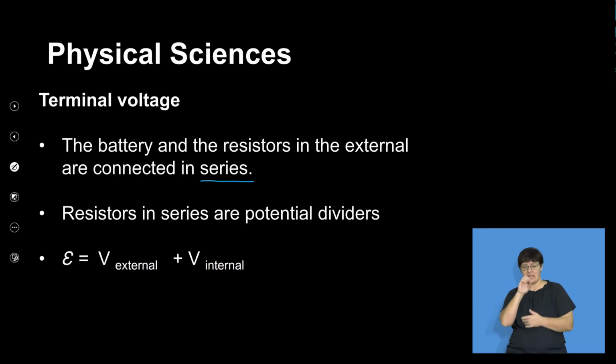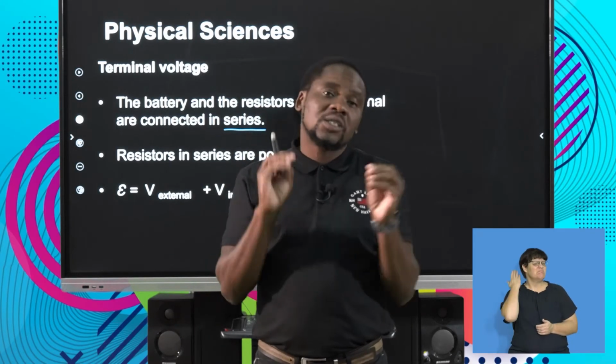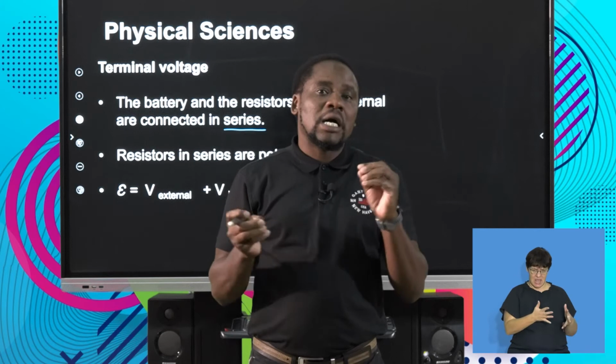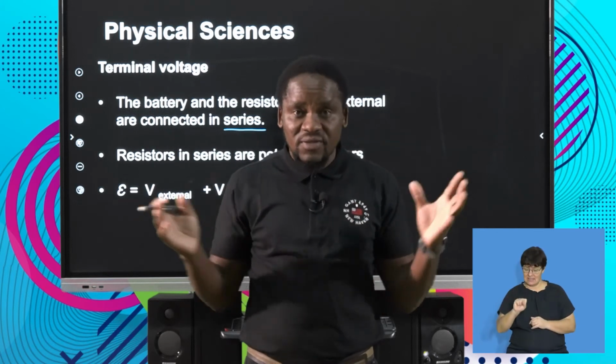So whatever current passes through the battery will pass through the light bulb in this case. So resistors in series are potential dividers. Now this takes us back to some of the stuff that we know. When we have two resistors connected in series, we know that potential difference is divided, okay?